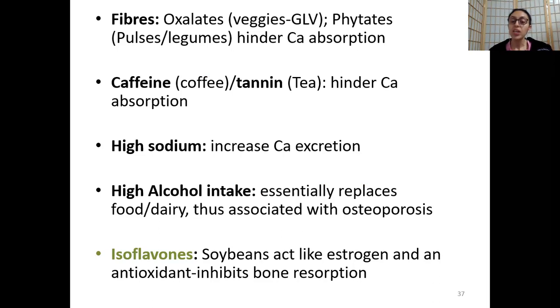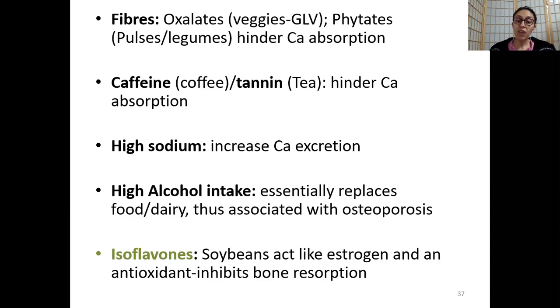best source for calcium. Then you have your tannins and your caffeine. This also hinders calcium absorption, and is found in coffee and tea. Then you have high sodium. High sodium, just like high phosphorus, increases calcium excretion. For example, we learned about this in the hypertension sub-lecture in your cardiovascular diseases. So when you have high sodium intake, it will increase your calcium excretion.